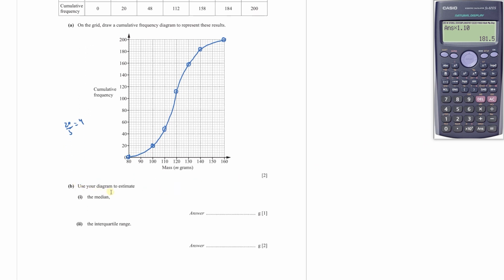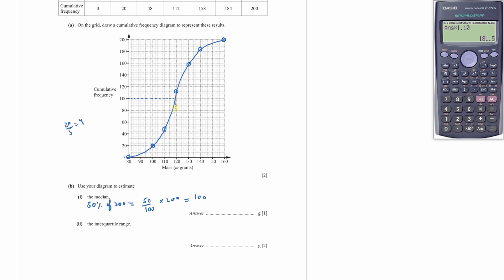Part B is use your diagram to estimate the median. So median will be 50% of the frequency, total frequency. So 50% of 200 is 50 over 100 into 200, which is 100. So you have to find the mass when cumulative frequency is 100. So which will be this line here. This is the 100 line and it intersects the graph. So it's in the middle of this block.